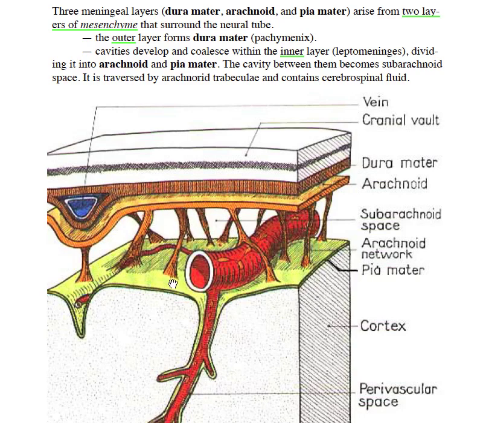Incidentally, the pia mater is intimately attached to the surface, and it dips into every crevice, including perivascular spaces. So the beginning of perivascular spaces are lined by pia mater.